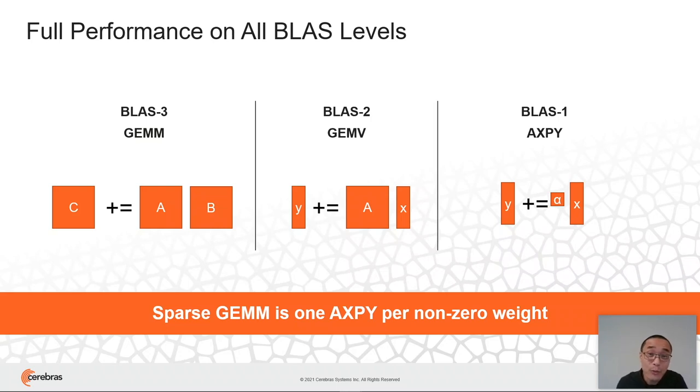With this architecture, we can run matrix operations at full performance across all BLAS levels. Traditional architectures with dense matrix data paths and with low memory bandwidth are restricted to running only GEMM, or matrix-matrix multiplies, at full performance. The Cerebras architecture, on the other hand, enables full performance all the way down to AXPY, which is a vector scalar multiply. In fact, the way we execute all matrix multiplies is by repeating that AXPY-based computation. And since sparse GEMM is just a collection of AXPY operations, one for every non-zero weight, we natively accelerate any sparse matrix multiply, even for completely arbitrary, unstructured sparsity.